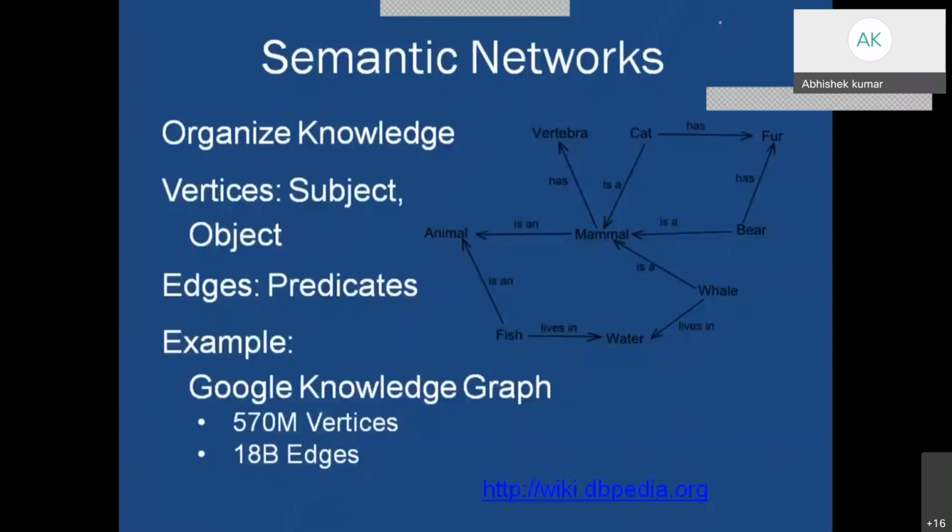So you can see it over here, the semantic network. Organized knowledge is the first criterion, and we have taken it from DBpedia. Then there are vertices called subject and object. Then there are edges, the predicates. For example, the Google Knowledge Graph. Even Google Maps, how to travel, how to select a milestone, everything is graph analytics in itself.